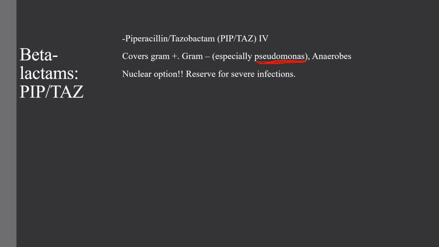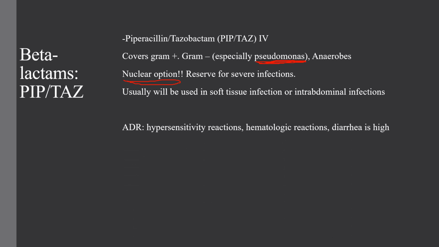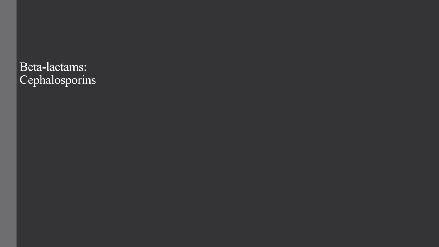Now, basically, this is like the nuclear option. This is reserved for severe infections. Usually, you'll see it in soft tissue infections or intra-abdominal infections. Now, just watch out for the hypersensitivity reactions, like the ones we just talked about in the earlier slides. And there are some hematological reactions, and diarrhea is high with this one. Oh, and the class is anti-pseudomonal penicillins. But I really doubt you'll get asked on that.